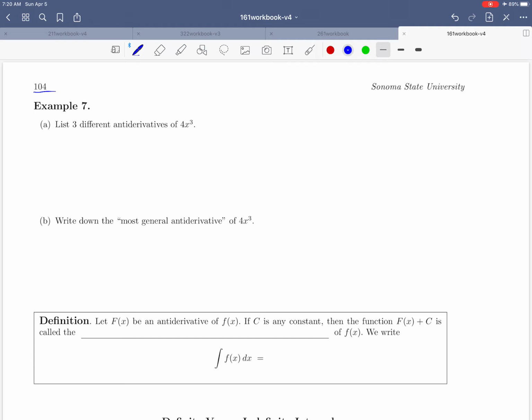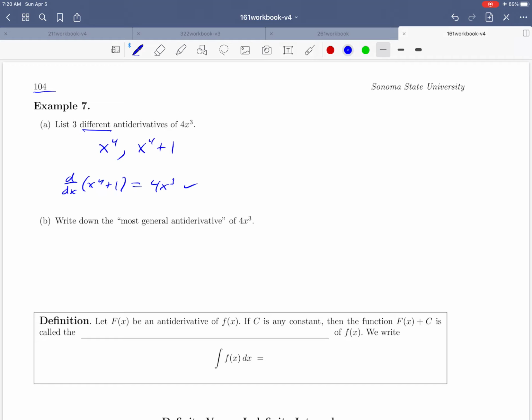It would like us to list 3 different antiderivatives of the function 4x cubed. Now we probably already know one of those. X to the fourth certainly works because if we take its derivative, we get 4x cubed by the power rule. But what would another antiderivative be? That's kind of strange. You might think that there's only one antiderivative, but notice that if you add a constant to that, x to the fourth plus 1, that's also an antiderivative because when you take the derivative of x to the fourth plus 1, you get 4x cubed.